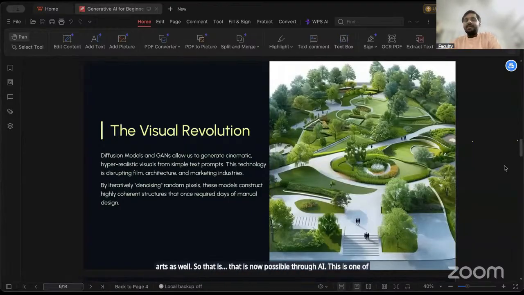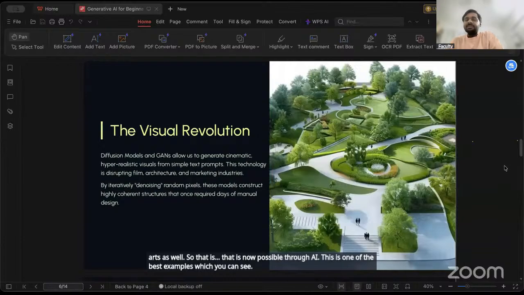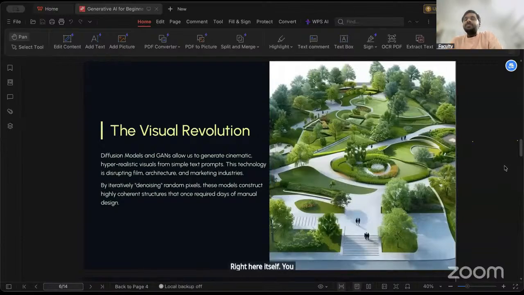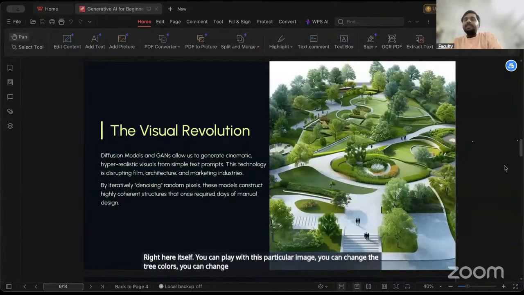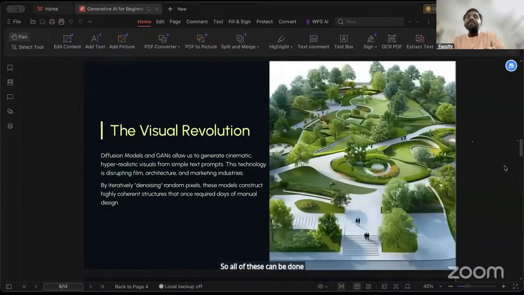This is one of the best examples which you can see right here itself. You can play with this particular image. You can change the tree colors. You can change the grass color combination as well. You can add a lot of things. You can add animals also in this image. So all of this can be done simply by giving prompts itself.